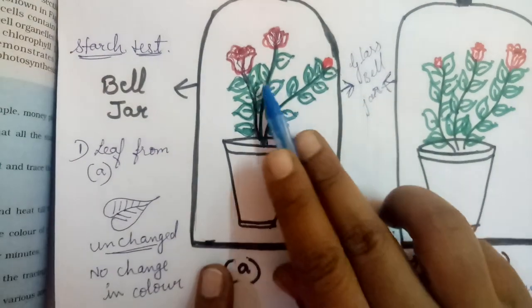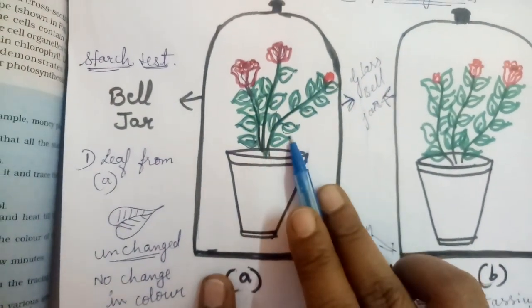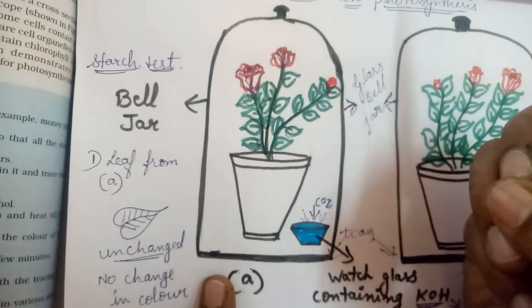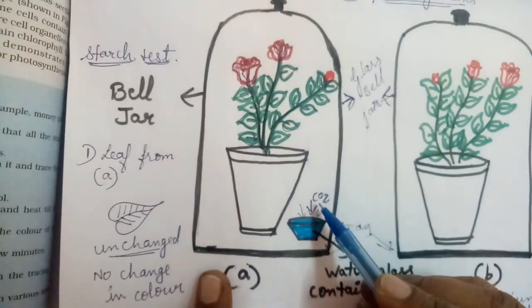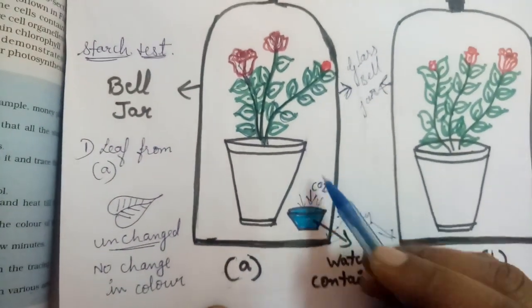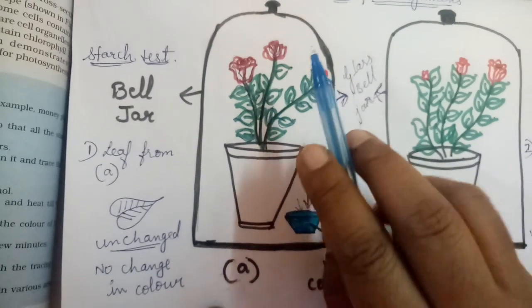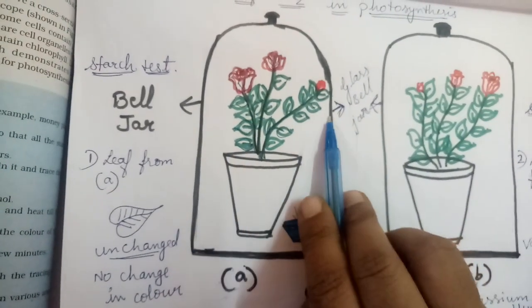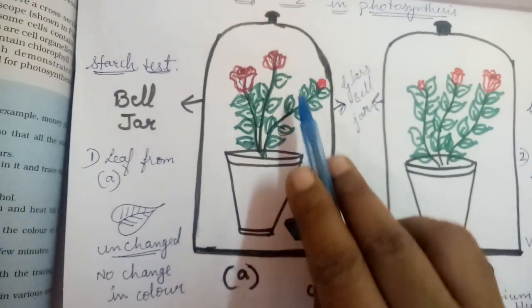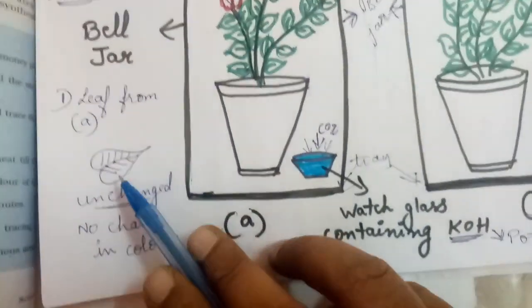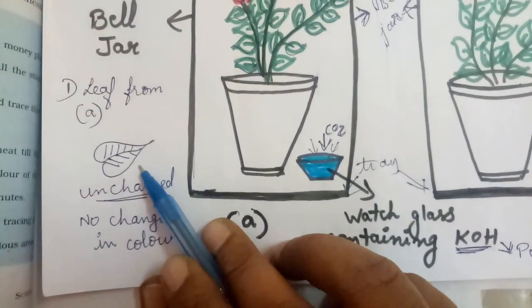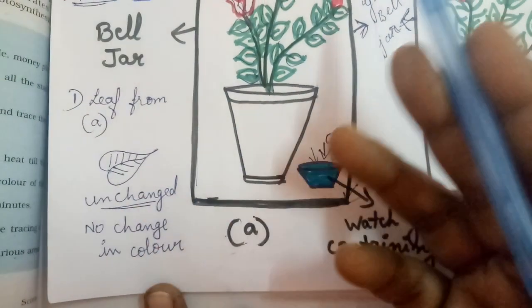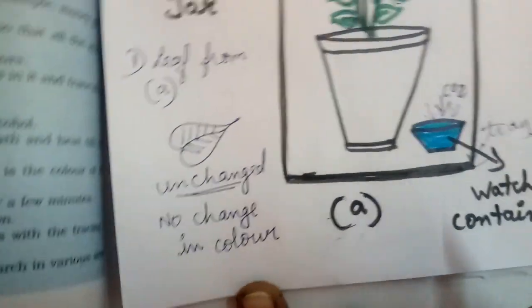When we kept it in sunlight, this plant was trapping the sunlight, but because of no carbon dioxide, it couldn't carry out the photosynthesis process. Because of that, the leaves couldn't prepare food. What is the food here? Carbohydrates, glucose, the starch. And when we added the iodine solution, there was no change.